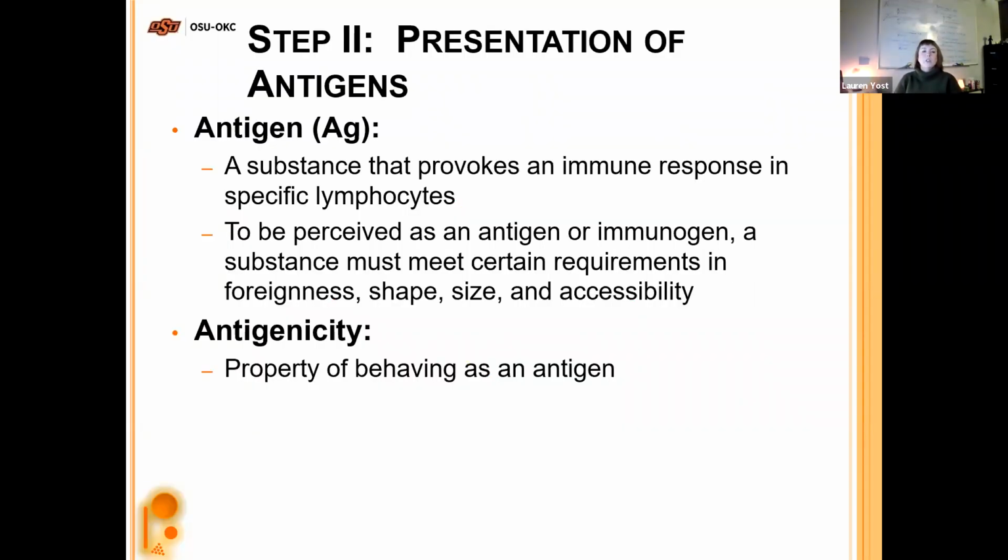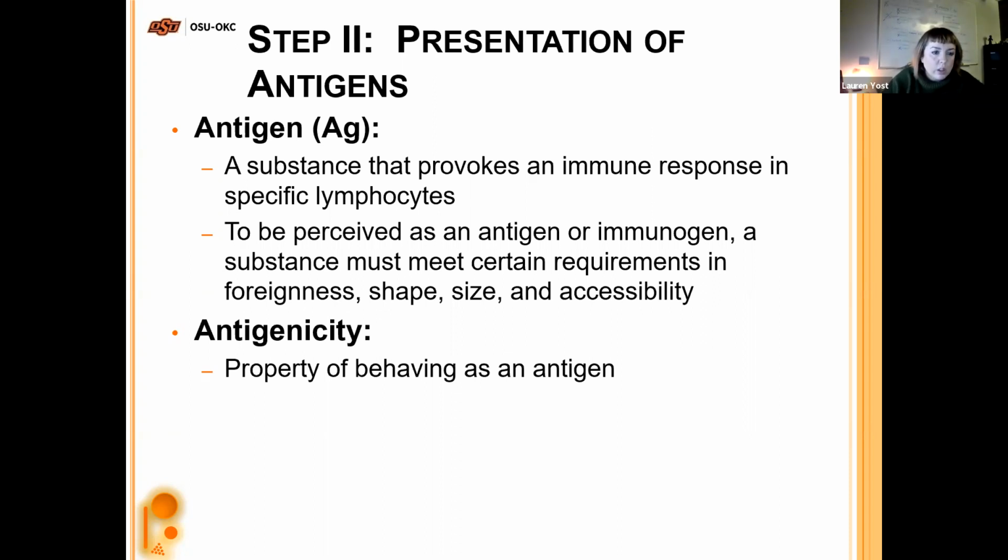By a specific antigen. So let's break down what an antigen is. I keep talking about antigens without really getting into detail on what I mean by that. An antigen is any substance that provokes an immune response in a specific lymphocyte. That could be self as well, but anything that provokes an immune response or could potentially provoke one. To be perceived as an antigen, also known as an immunogen, a substance must meet certain requirements in foreignness.